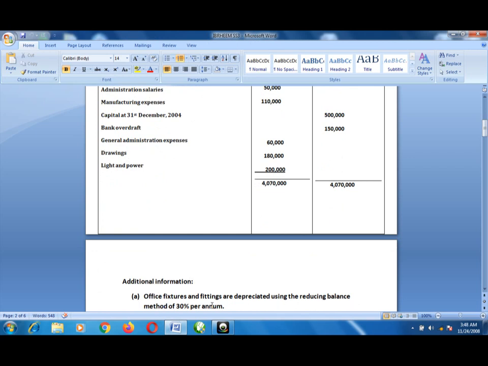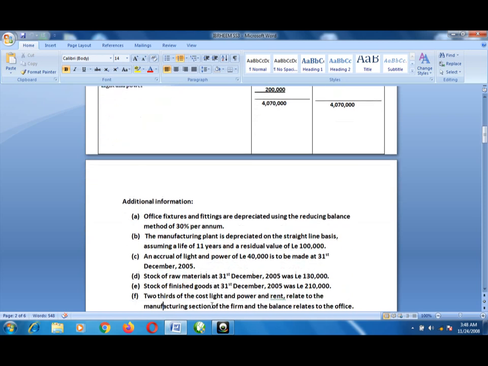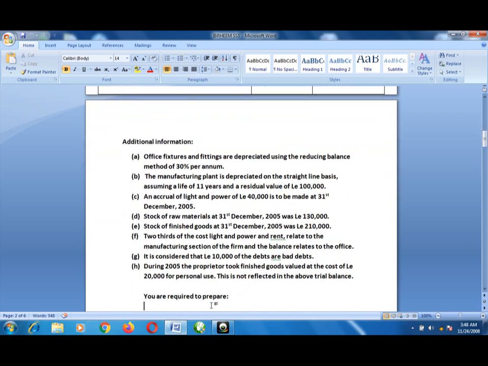Here you have additional information. And take note of one thing concerning the additional information. Any item that appears under additional information, you must give the double treatment. That is, the first treatment will be on the manufacturing or trading profit and loss account, and the second treatment must be on the balance sheet of that particular company. And you have the additional information.